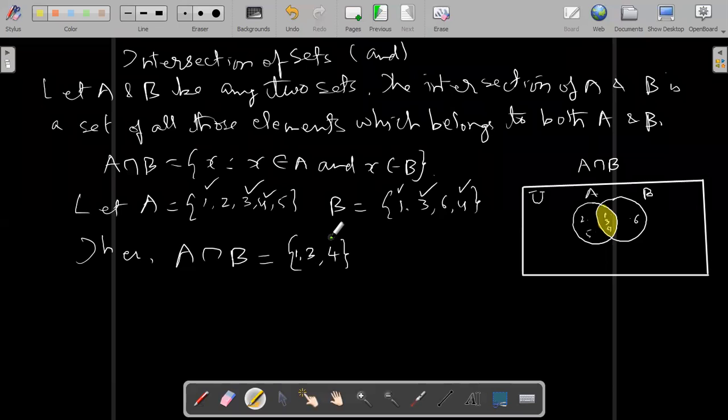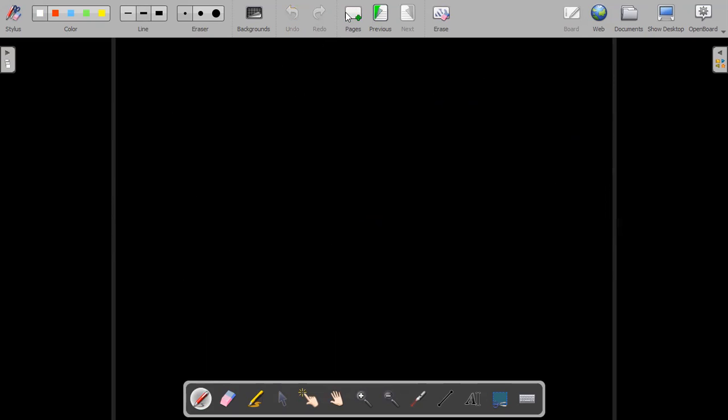So I think you can find the intersection of two sets easily. Now, the difference of two sets, and there are some properties of intersection and union: laws of union of two sets and laws of intersection of two sets. First, laws of union of two sets.